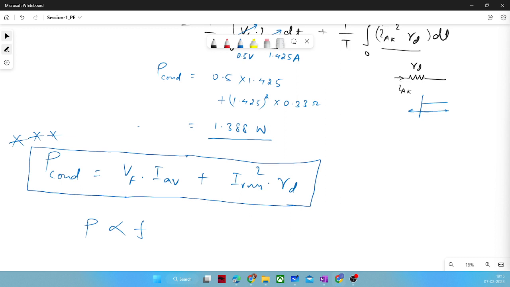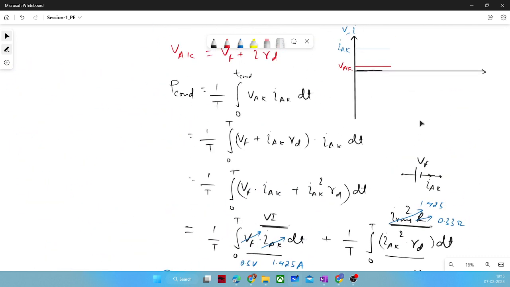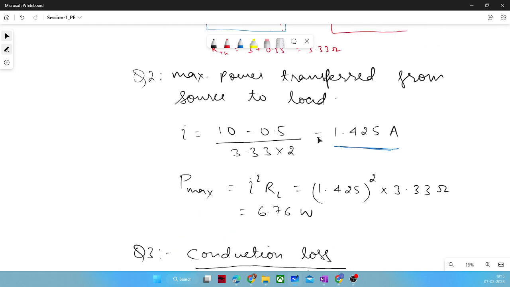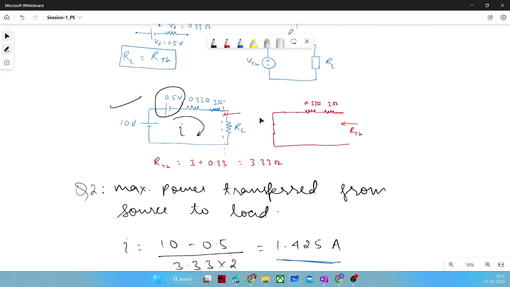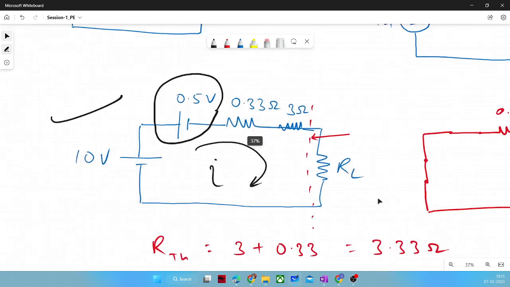The question is why I average equals IRMS. Since that was a DC circuit, let me bring back that circuit again. See, this circuit is a DC circuit. Here continuous current is flowing in a DC manner. So if you try to derive it from the expression also, you will get the same thing, right?